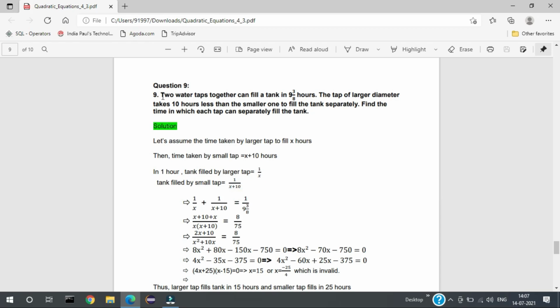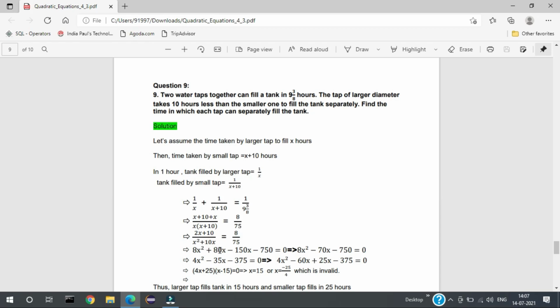And what is given for us? Two water taps together can fill a tank in 9 3 by 8 hours. So 1 by x plus 1 by x plus 10 equals 1 by 9 3 by 8. So on solving, we will get x plus 10 plus x by x into x plus 10, taking LCM, equals 8 by 75. 2x plus 10 by x square plus 10x equals 8 by 75.